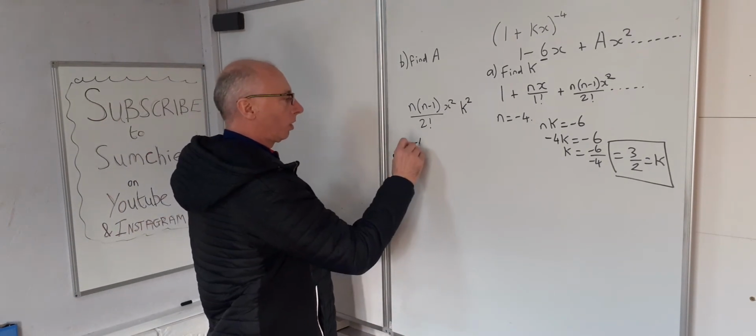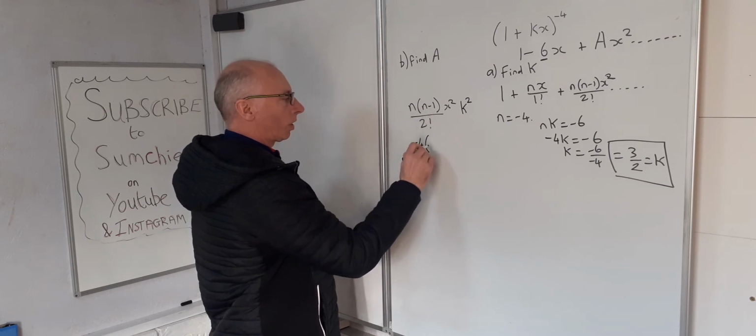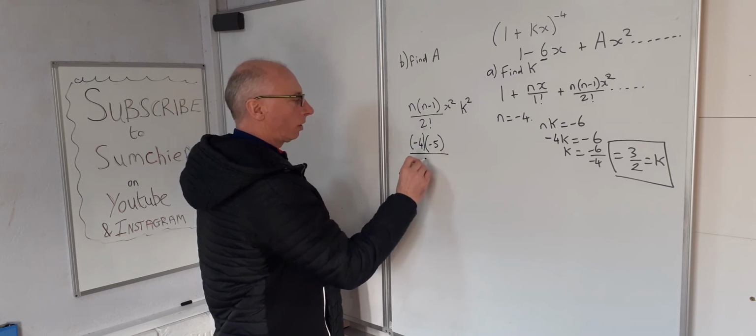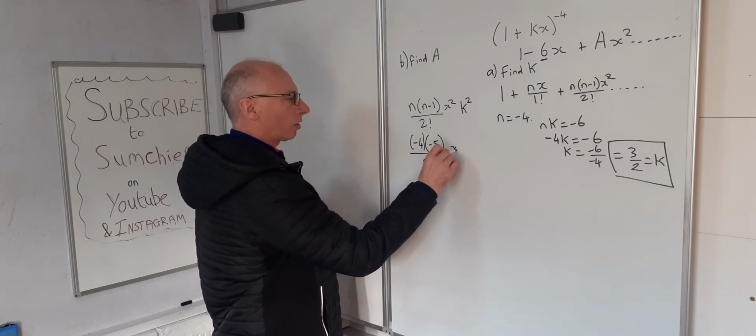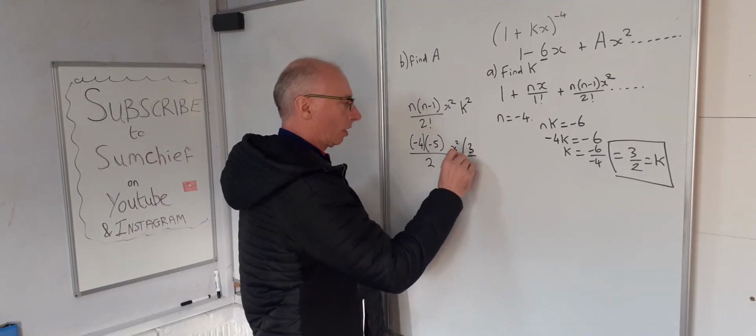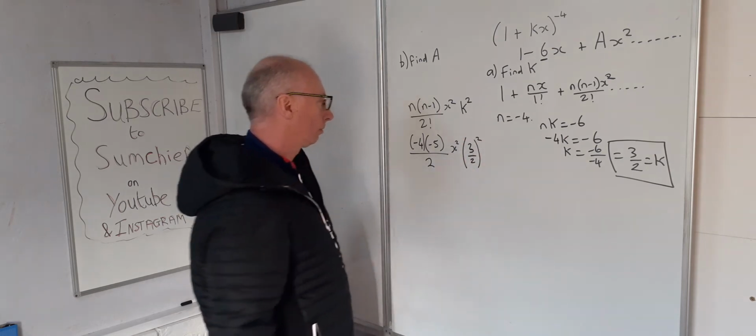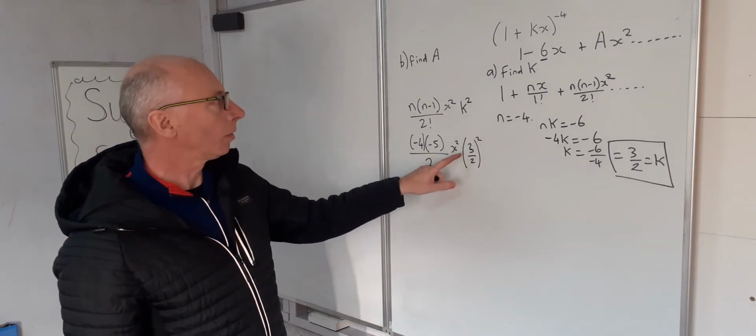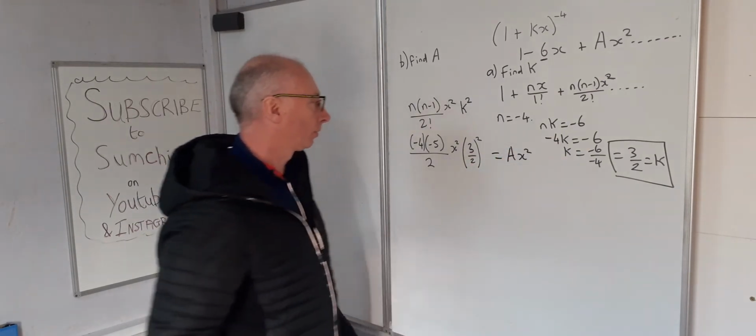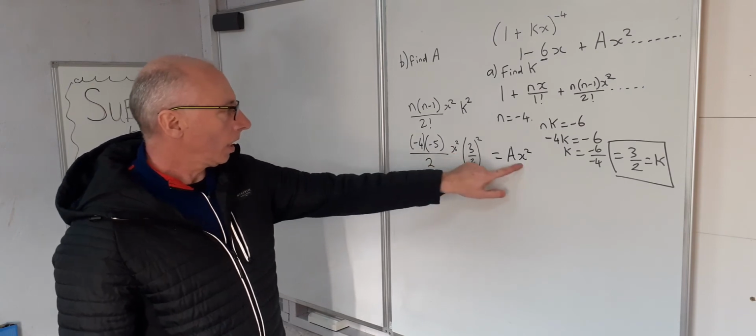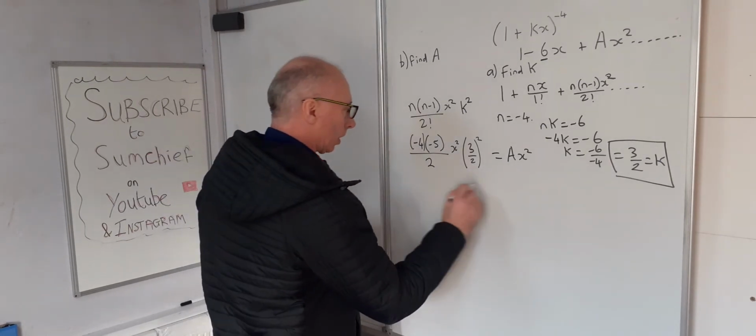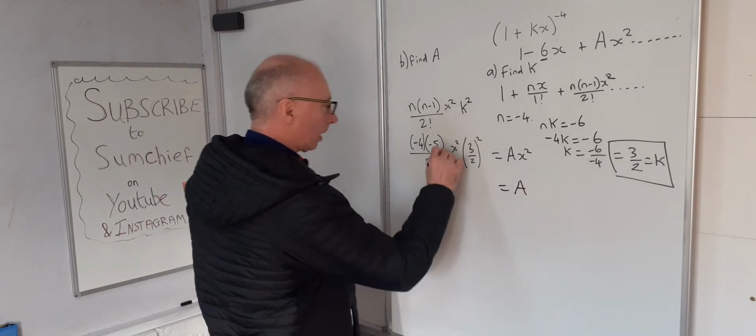So let's just plug those numbers in. So n is minus 4. Minus 4 minus 1 is minus 5. Divided by 2 factorial, that's 2. And then x², and k² is (3 over 2) squared. Now this will give us our a, so that will equal ax². Each side is multiplied by x², so we can take that out. So that just equals a, x² can cancel.